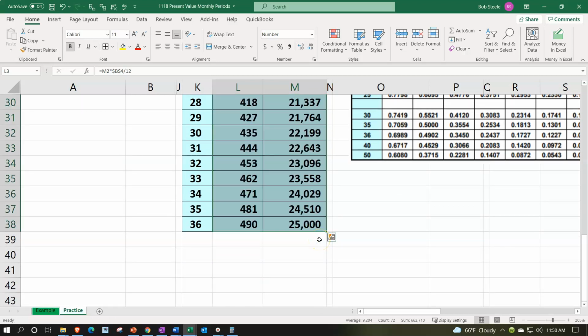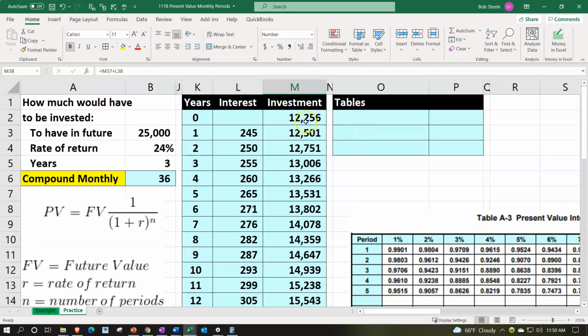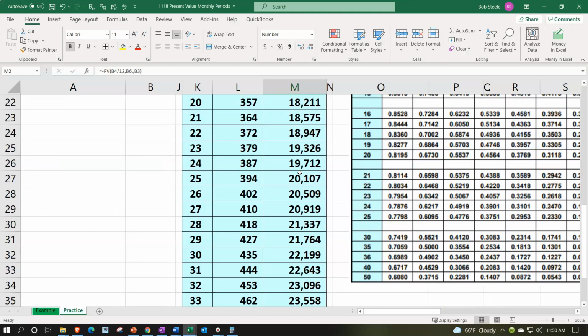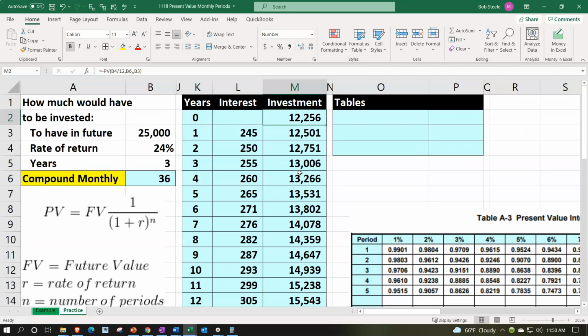I don't care. Why? Because Excel, that's why. And then we get to the bottom line here. That's going to be the 25,000. So we get the 25,000 proving to us that we do indeed start at the 12,256. If we compound monthly using this calculation, we get to the ending point, 25,000 there.